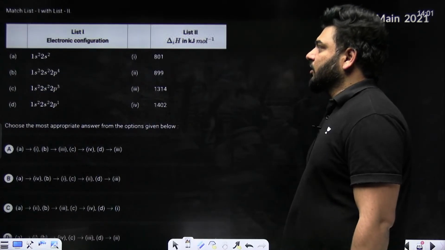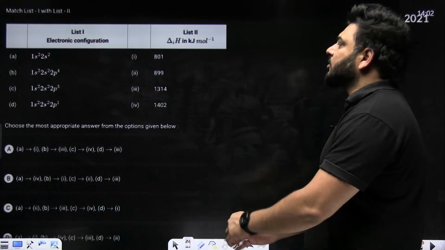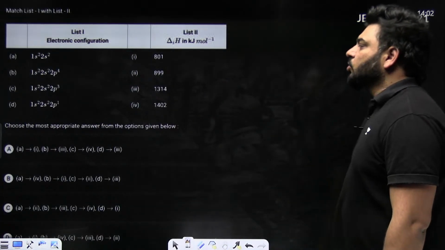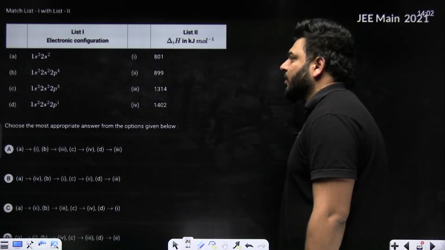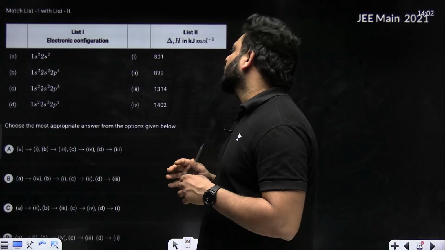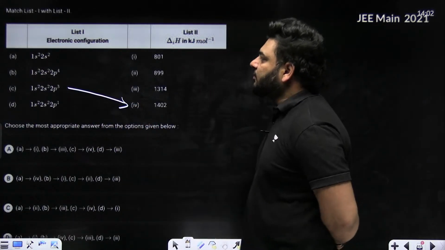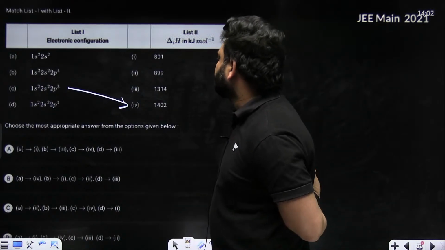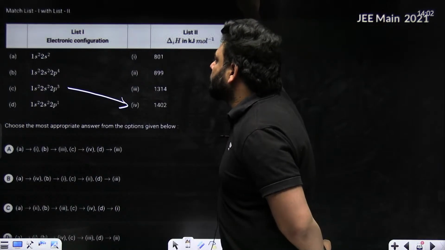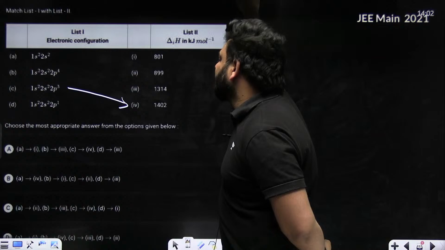I'll take you to the next question here. There are two lists, list 1 and list 2. List 1 gives some electronic configurations, list 2 gives some enthalpies of ionization. So we have to compare the enthalpies of ionization. Wherever there is the most stable configuration, this p3 will have the highest ionization enthalpy. So this belongs to the fourth. Then we have 1s2, 2s2, a stable configuration, another relatively stable configuration.